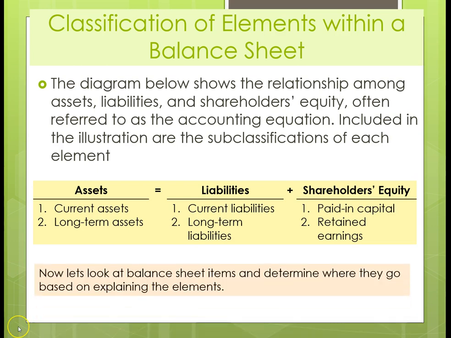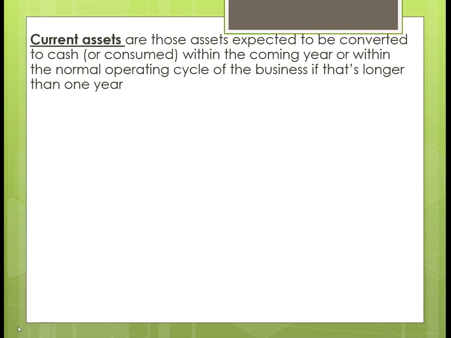Now what we're going to do is go through a bunch of balance sheet account descriptions, and we're going to look at where they go based on explaining the elements in each section. So we're going to start always with a GAAP. We start with our current assets. Now, current assets are those assets expected to be converted to cash or consumed within the coming year or within the normal operating cycle of the business if that's longer than 1 year.